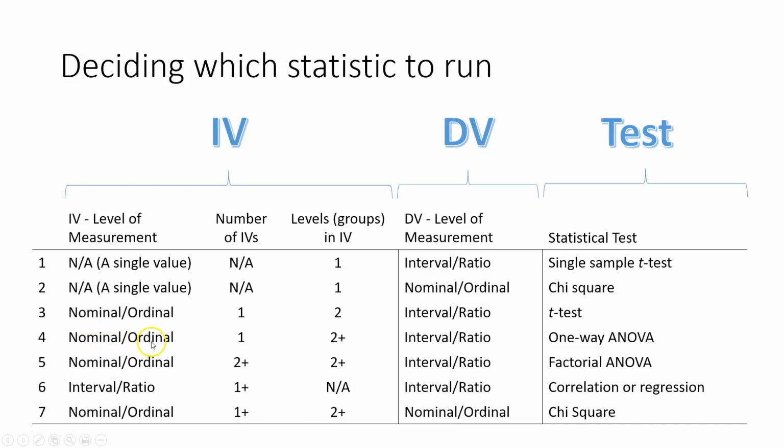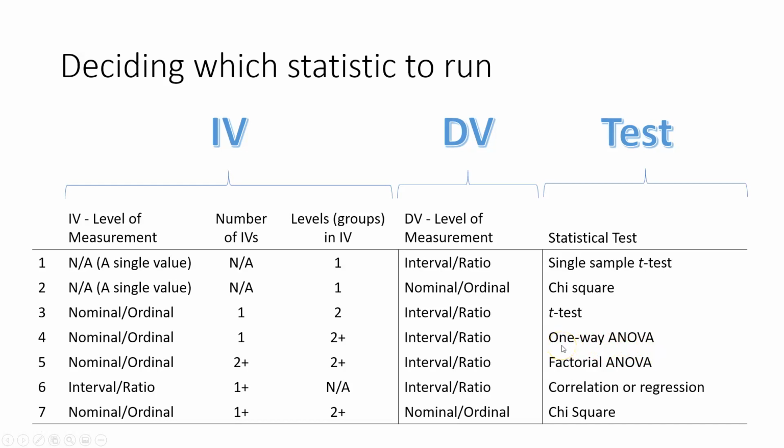If you had a nominal or ordinal variable for your IV, and you had 2+ levels of your independent variable, then again, if you had the ability to compute a mean for your dependent variable, you would run a one-way ANOVA. This is, of course, only the case if you have one independent variable. If you have one independent variable and 2 or 3 or 4 levels of that variable, then you could run a one-way ANOVA.